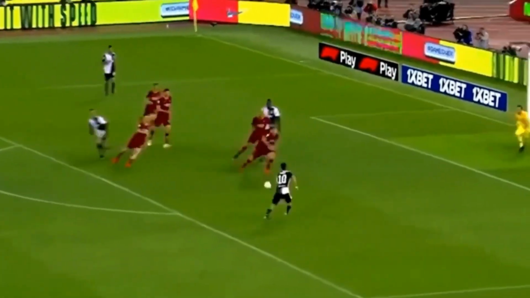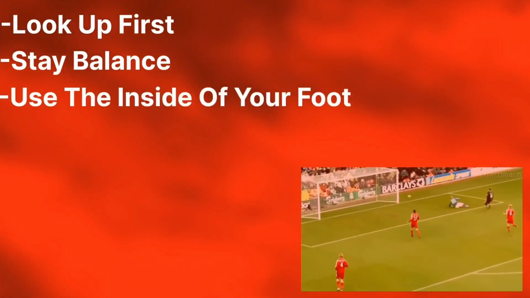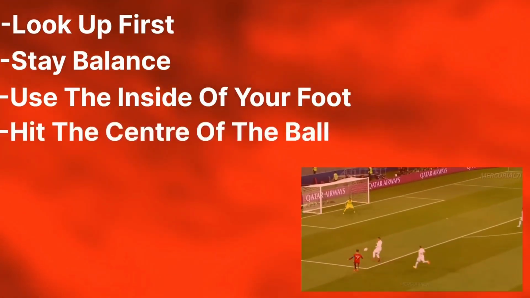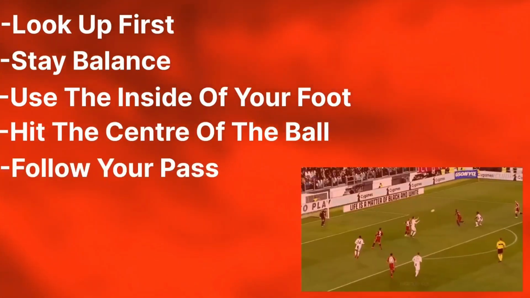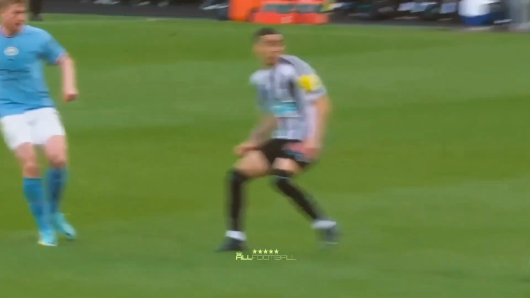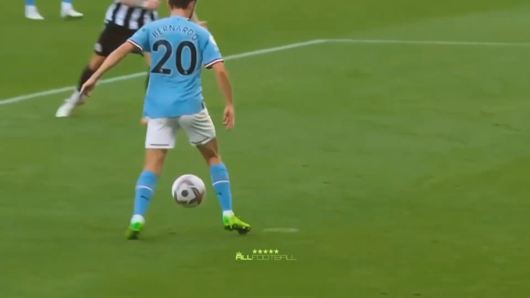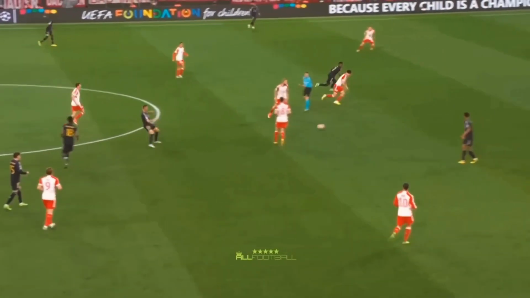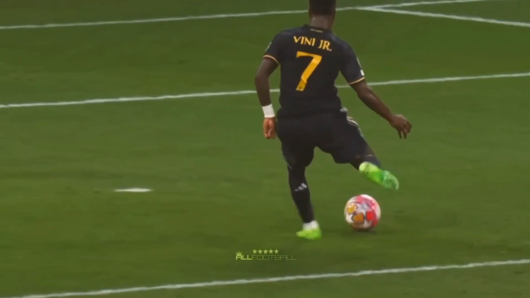Now let's understand how to pass properly. Important points are: look up first, stay balanced, use the inside of your foot, hit the center of the ball, follow your pass. The inside of the foot gives you more control and accuracy. Also remember, a good pass should not be too hard or too soft. It should be easy to receive, accurate and at the right speed.